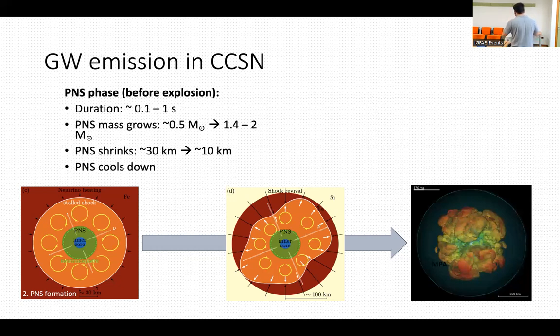And it's also collapsing and cooling down, so it will shrink. The radius will shrink from 30 kilometers down to 10 kilometers. The thing here is that the scenario at the very beginning is very different from the end. I mean, we start with something which is about 30 kilometers and 0 solar masses, and we will end with an object that has 10 kilometers and up to 2 solar masses. So the scenario changes very, very fast during this period.